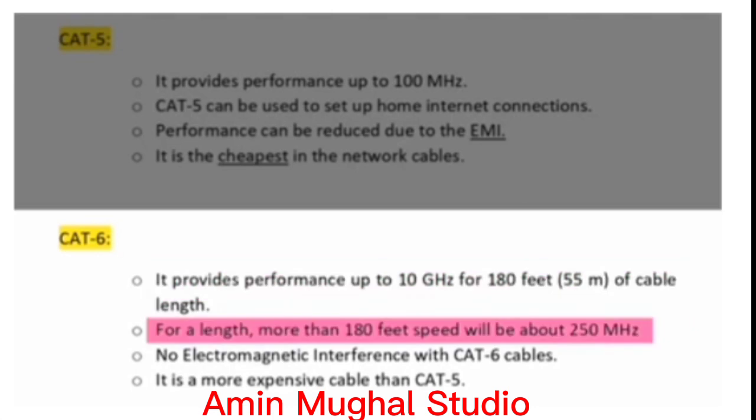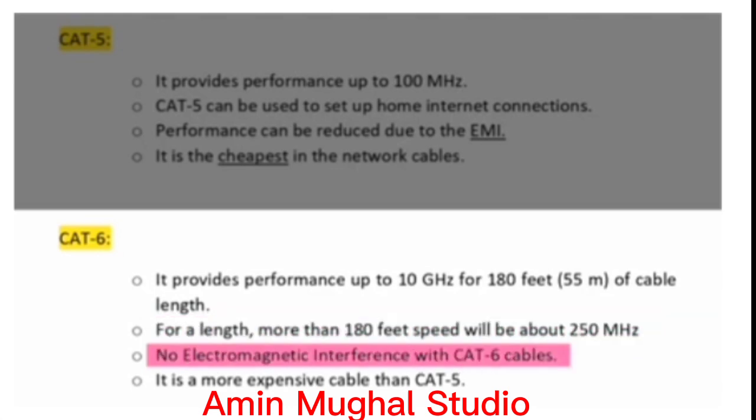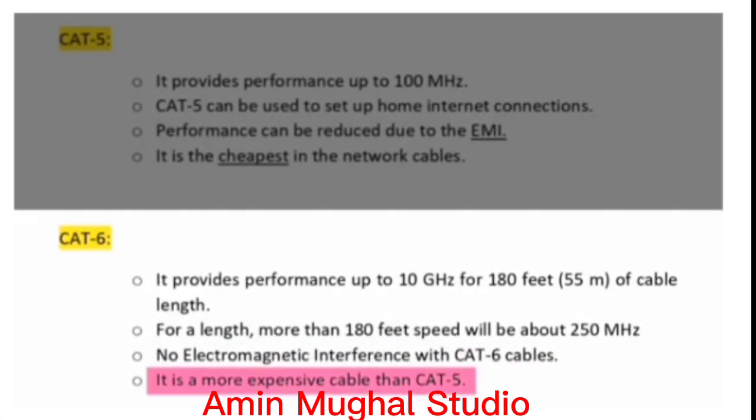Okay. Now if you want to install your security camera more than 500 feet away from the video recorder, then the speed will be reduced to 250 megahertz with this Cat6. Okay, so this is more suitable for high speed corporate network connections. Clear? Now the electromagnetic interference problem has been resolved with this Cat6 cable. So this is the advantage of using Cat6. Okay, but as compared to Cat5, this cable is more expensive. So if you choose Cat6 cable for the installation of your security system, your budget will be affected.